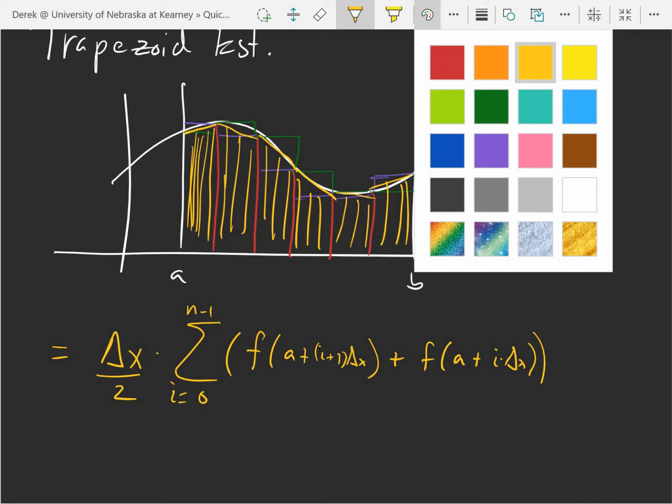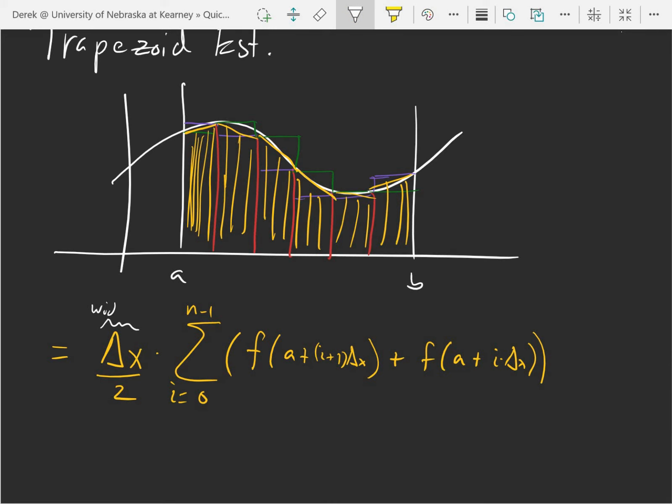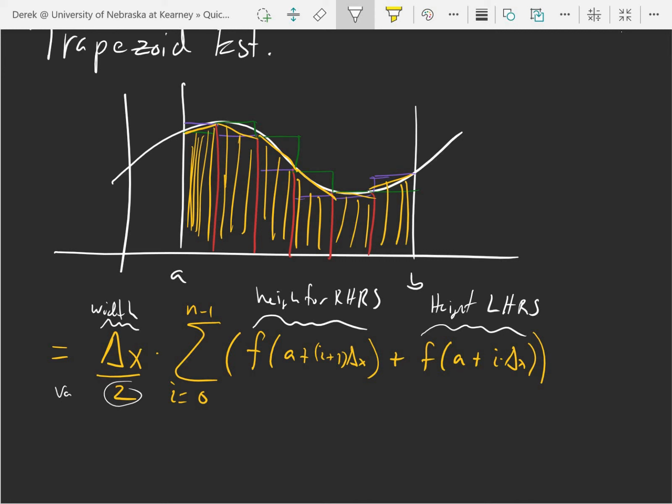Okay, so let me label what's going on with this. This is the width. This is the height for the right-hand Riemann sum. This is the height for the left-hand Riemann sum. And then when you add them together and divide by 2, you take the average. And that's your formula for the area of a trapezoid, right?